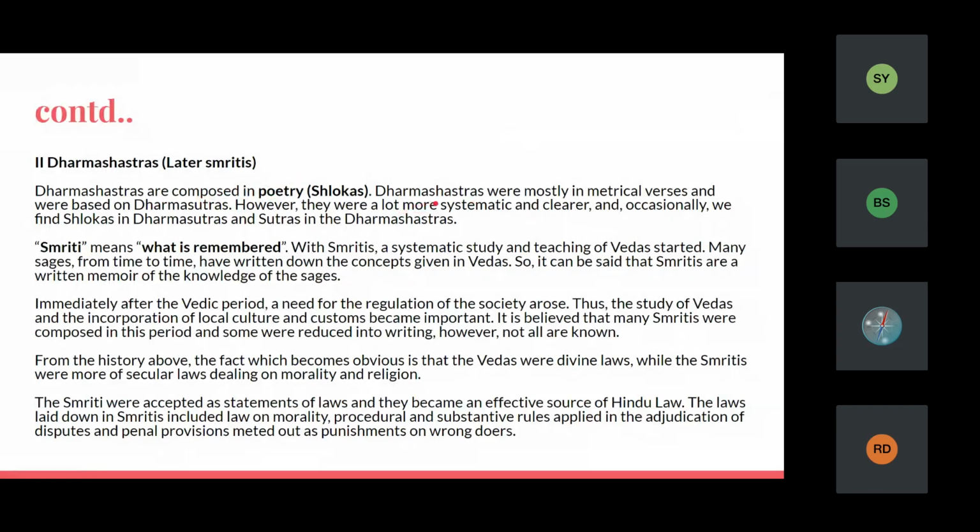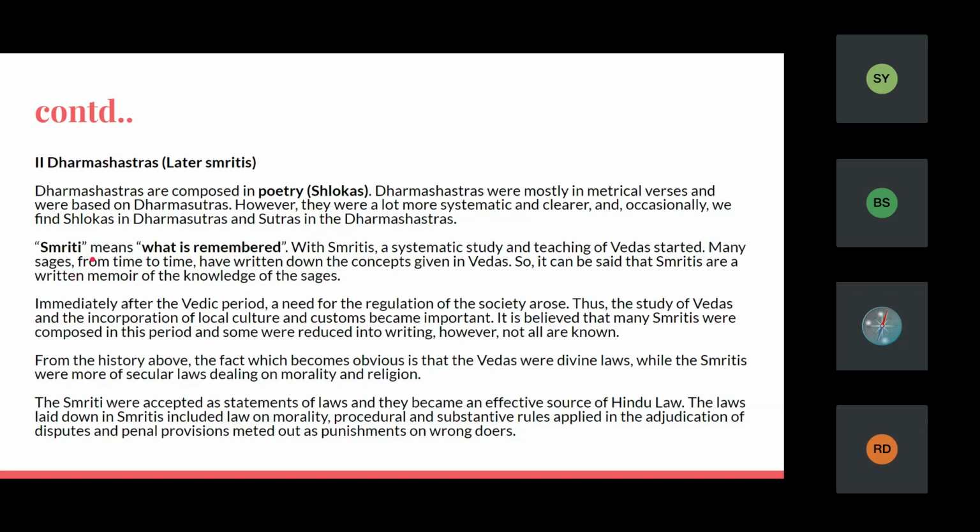Dharma Shastras were mostly in metrical verses and were based on Dharma Sutras. As we have said before, there is no difference between both of them, only a thread of difference is seen. Shastras are based on Sutras only. However, they were a lot more systematic and clearer. Occasionally, we find shlokas in Dharma Sutras and Sutras in the Dharma Shastras.